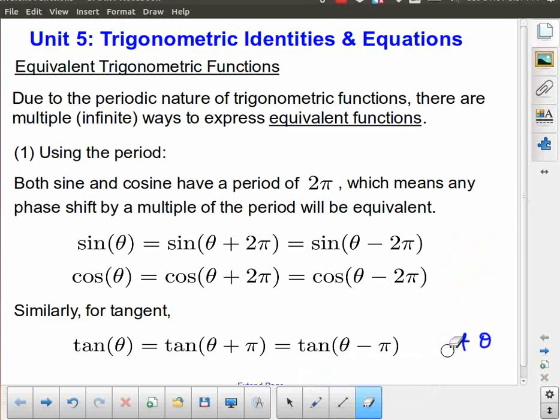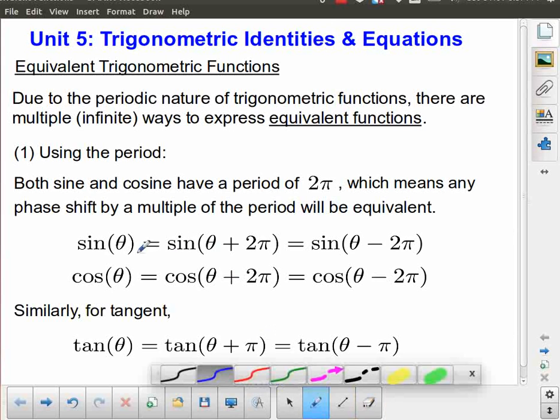So that's the first way when we talk about equivalent functions. What that's saying is that the results that you get using sine theta, sine of theta plus 2 pi, sine of theta minus 2 pi, etc., you put in a value for theta, you're going to get an indistinguishable result. So that means these are equivalent to each other.